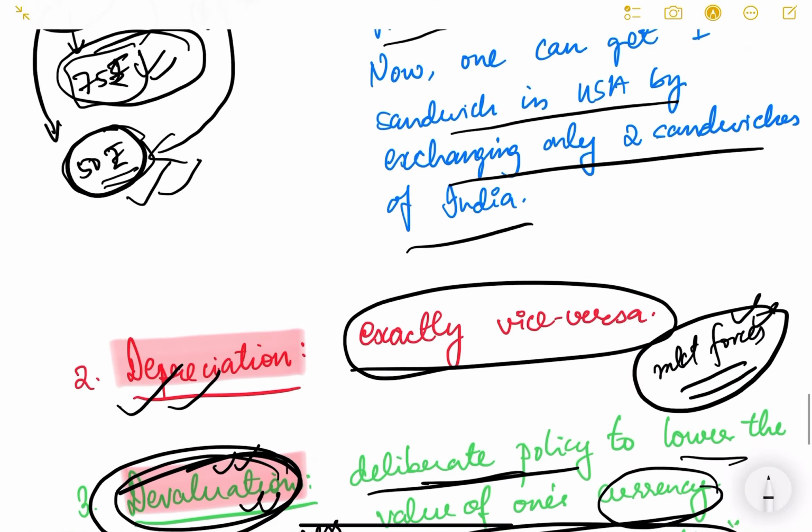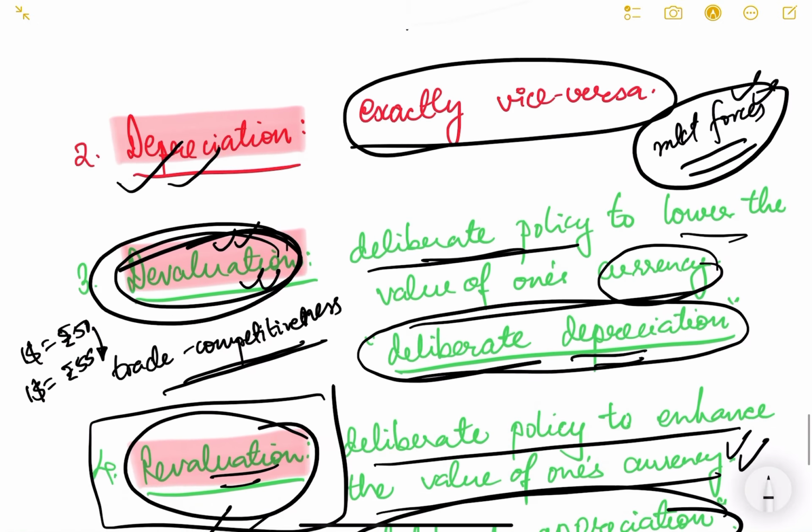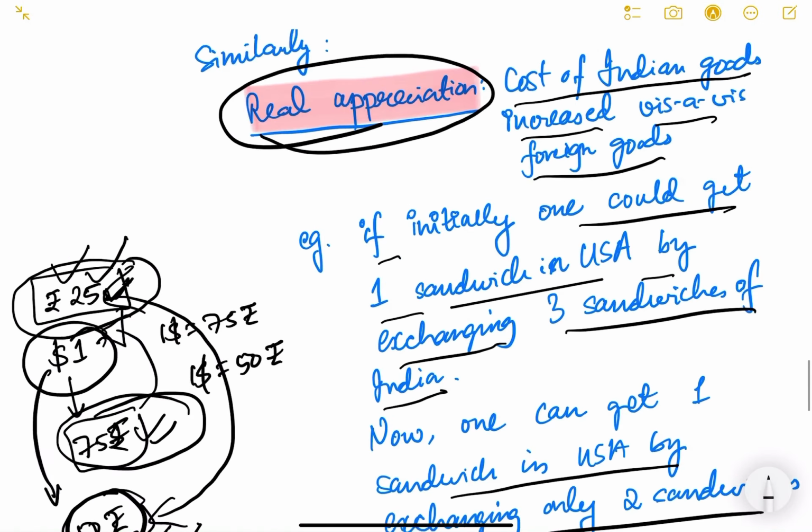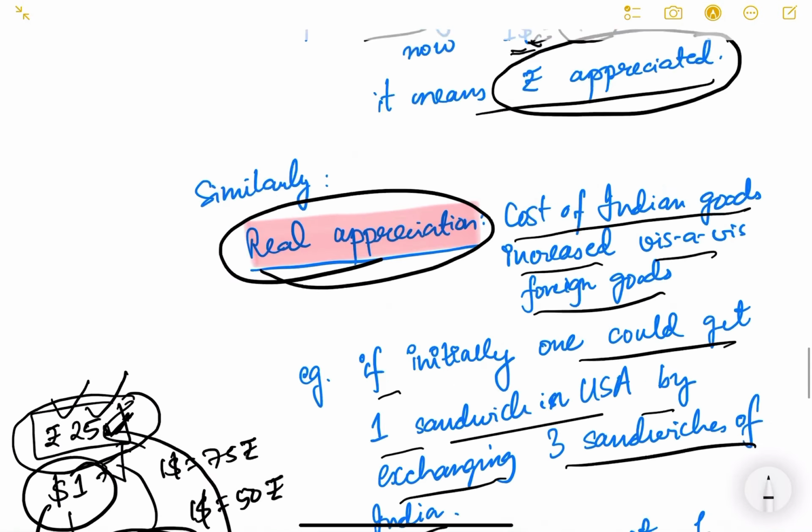So this is about the nominal effective exchange rate and real effective exchange rate, how they are calculated, what is export weighted, trade weighted, and the meaning of some terminologies. I hope it is clear to you now about the exchange rates.